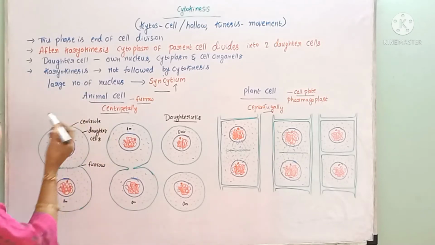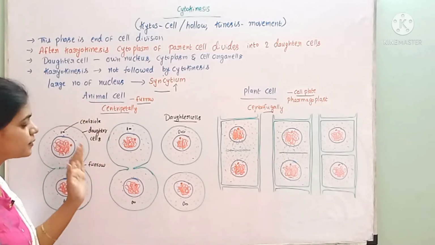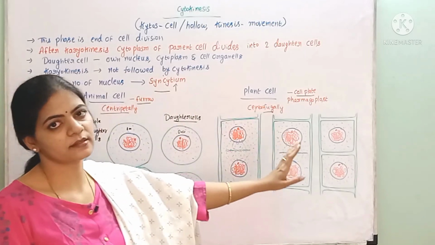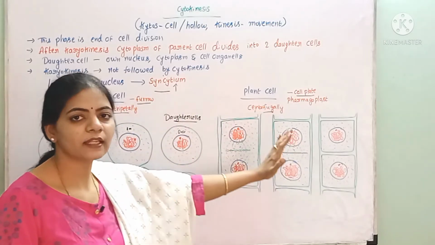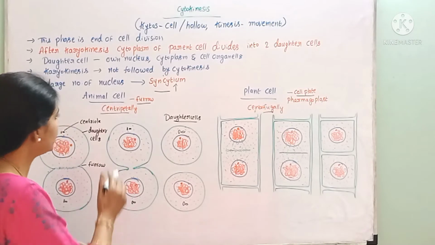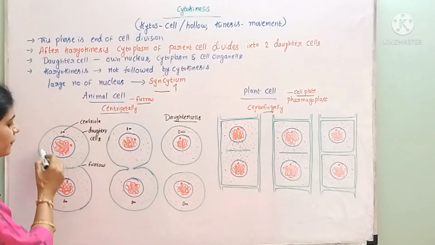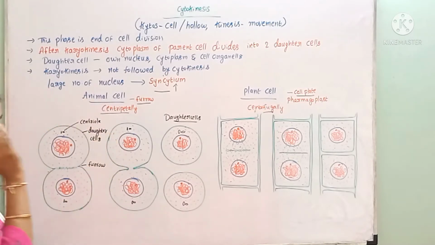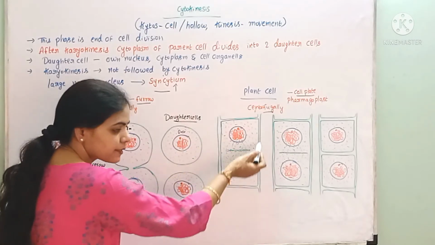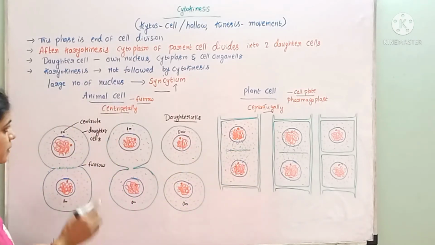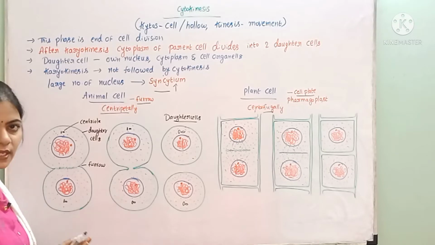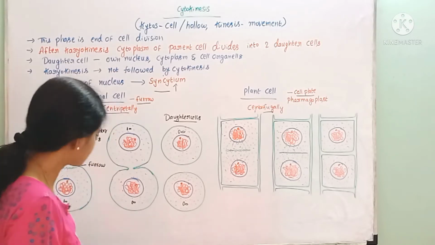And here, the cytokinesis process varies in animal cell and plant cell. So, it differs in both animal cell and plant cell. In animal cell, if you see, the plasma membrane is present. If you see in the plant cell, there is an additional layer present, that is the cell wall. But in animal cells, there is no cell wall. Only plasma membrane is seen.